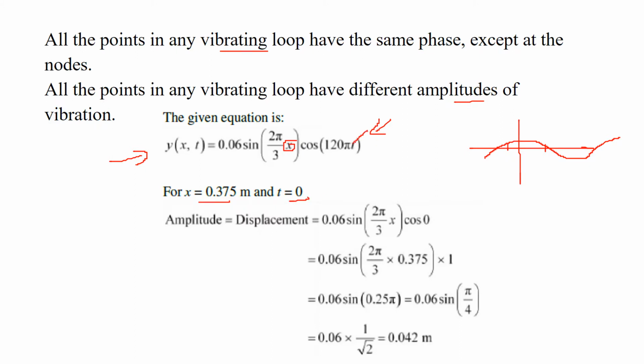When we put t equal to 0, this becomes 0, cos 0 is 1. When we put x equal to 0.375 here, it becomes 0.25 pi. So we can find out the value. This is nothing but sin pi by 4, which is 1 by root 2. So 0.06 into 1 by root 2 is 0.042.